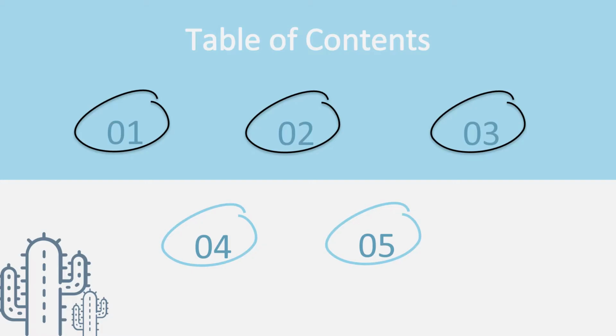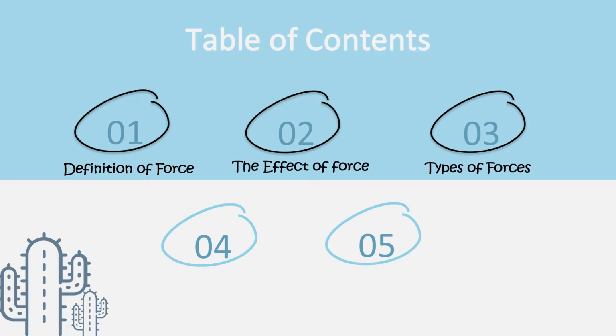And here is our table of content today. So there are 5 points that we discussed today. First is definition of force, the effect of force, type of force, resultant force, and the last is Newton's law.